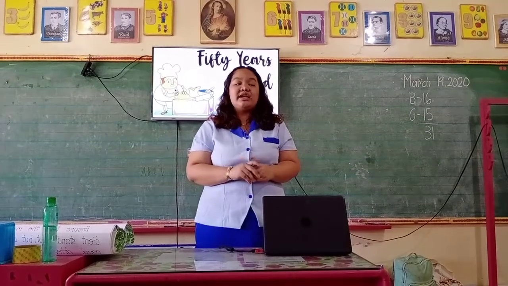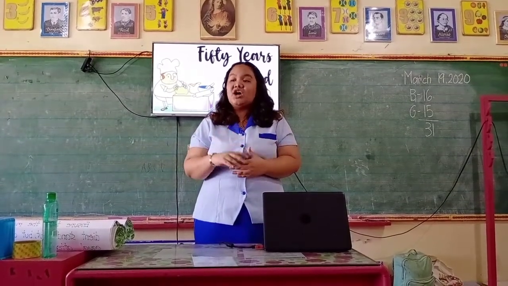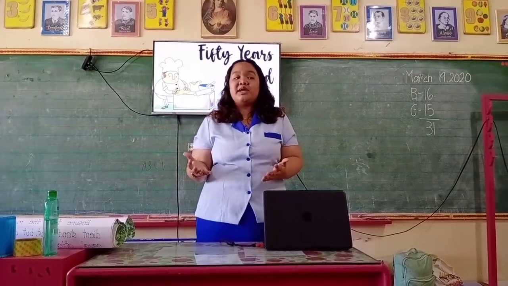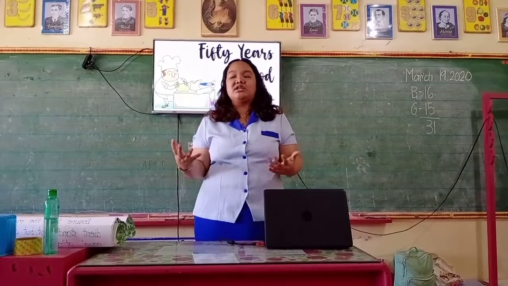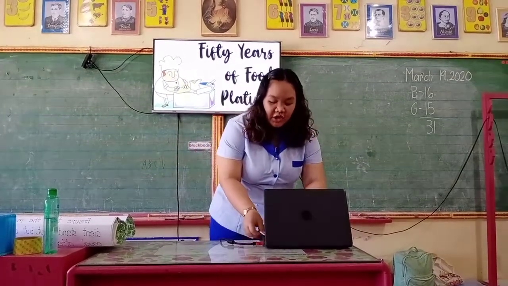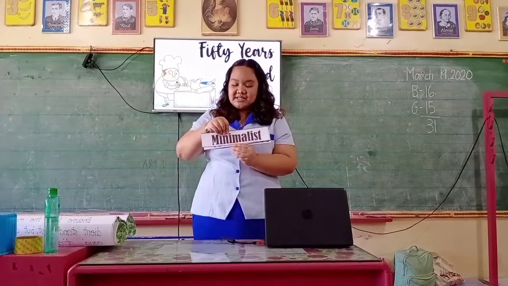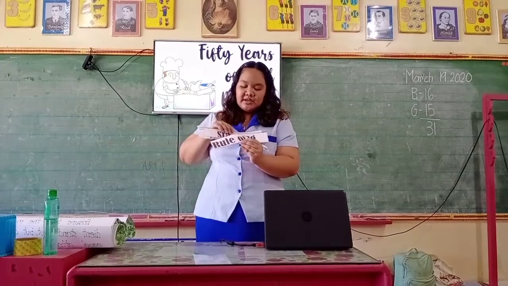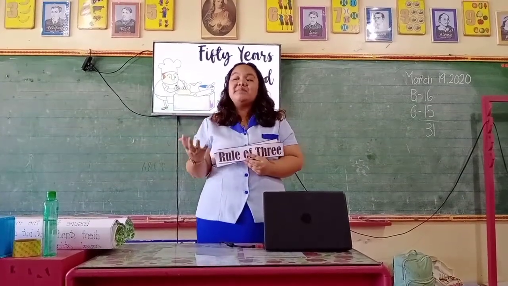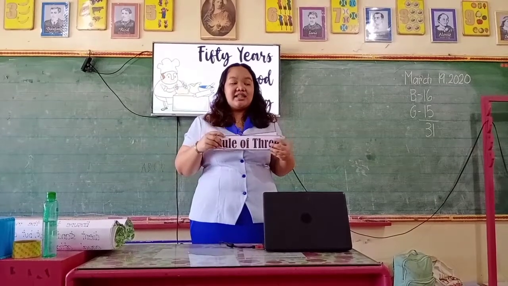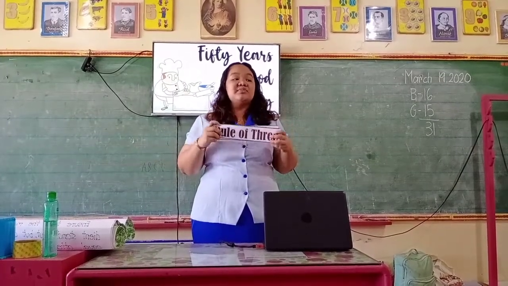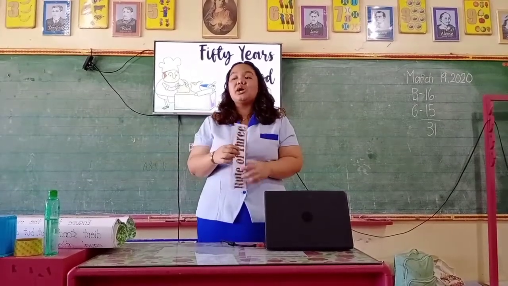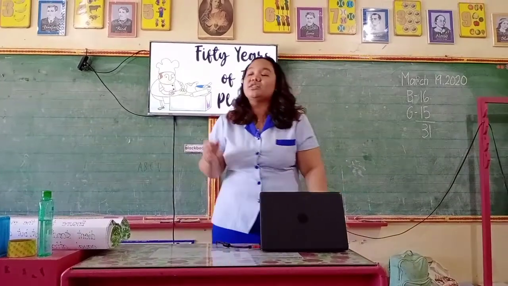The activity for today is you have to put together the pieces of the puzzle in your chairs for the different kinds of categories for food plating all throughout 1960 to 2015. I have here categories such as minimalist, molecular, stacking, and rule of 3. After putting the pieces back together, you have to identify which category the picture belongs to. Is that clear?